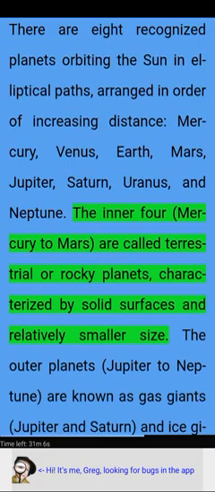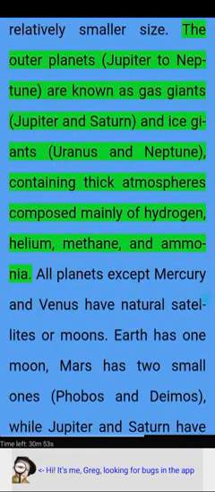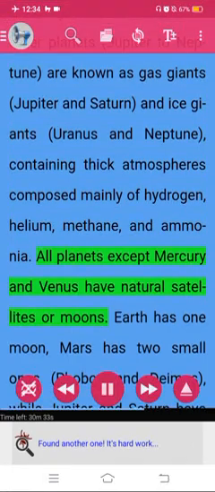The inner 4, Mercury to Mars, are called terrestrial or rocky planets, characterized by solid surfaces and relatively smaller size. The outer planets, Jupiter to Neptune, are known as gas giants, Jupiter and Saturn, and ice giants, Uranus and Neptune, containing thick atmospheres composed mainly of hydrogen, helium, methane, and ammonia. All planets except Mercury and Venus have natural satellites or moons. Earth.